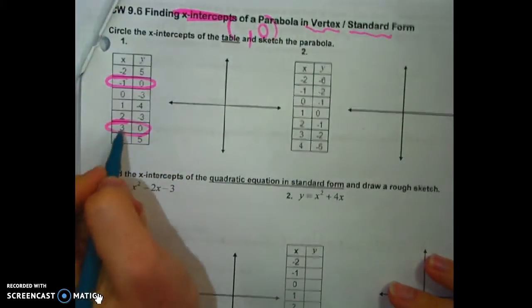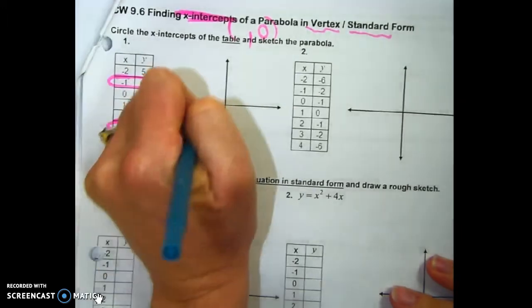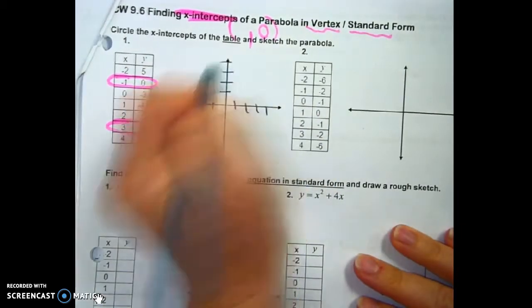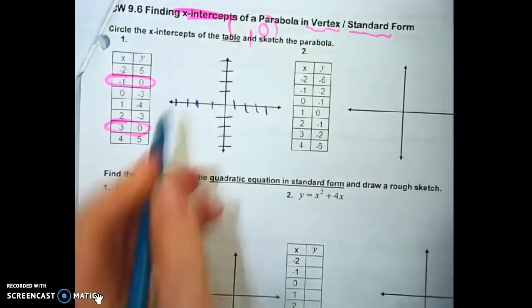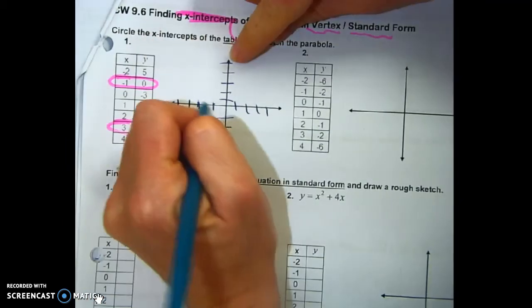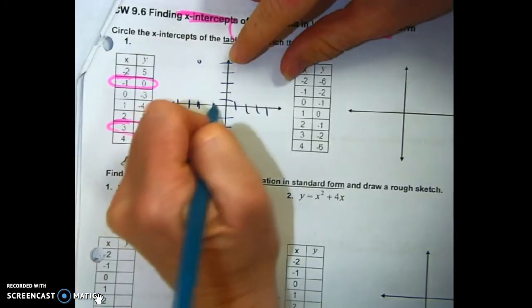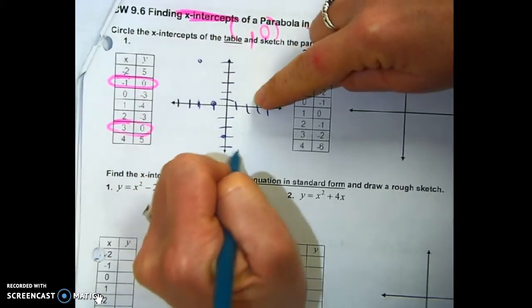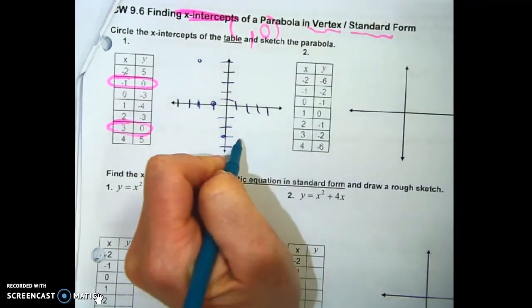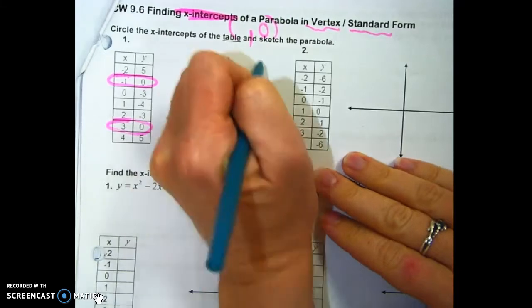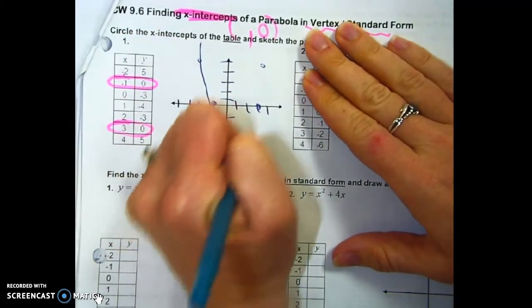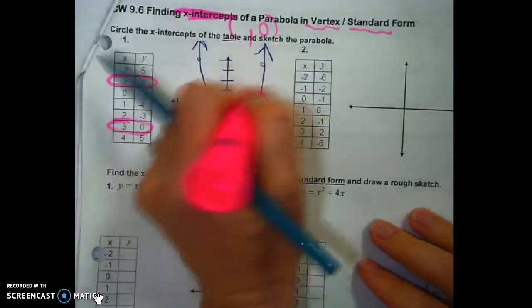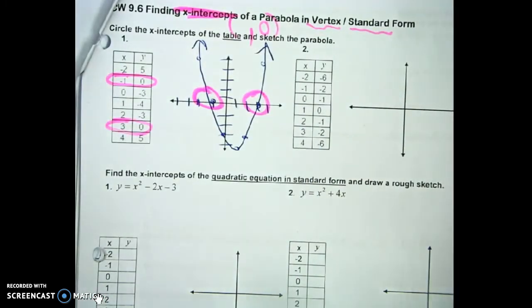And then they want me to sketch it, so I'm going to graph it. Left 2, up 5, left 1, down 3, right 1, down 4, and then (2, -3), boom, boom. So we've done the graphing part before, that's not the hard part, but make sure you get that down and then circle the x-intercepts. Okay, this is using a table.